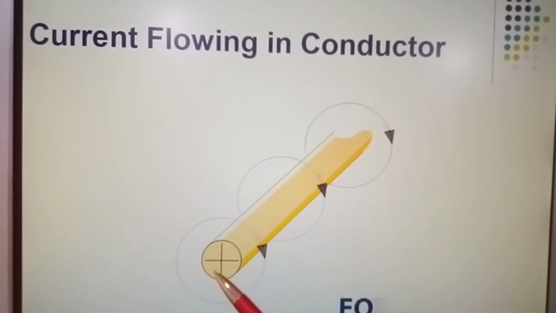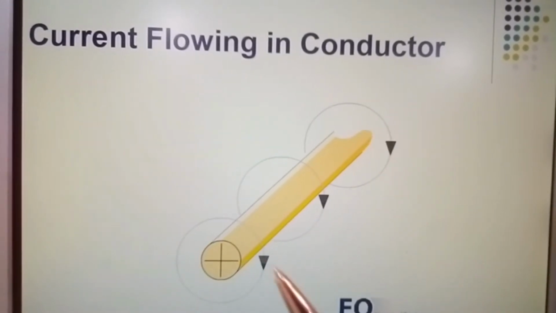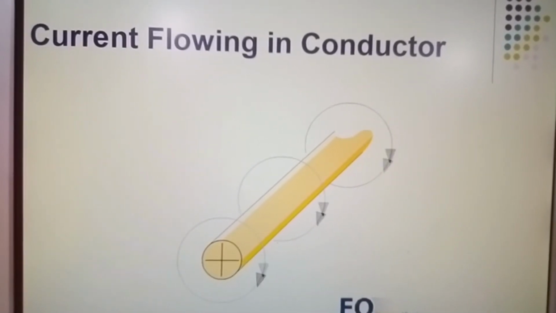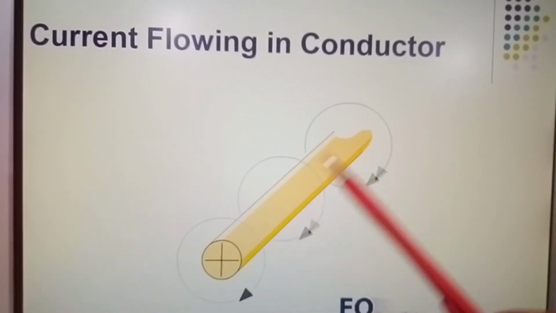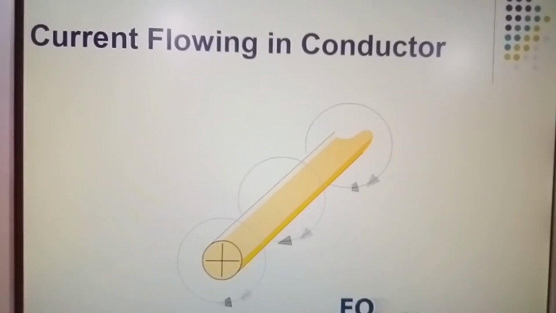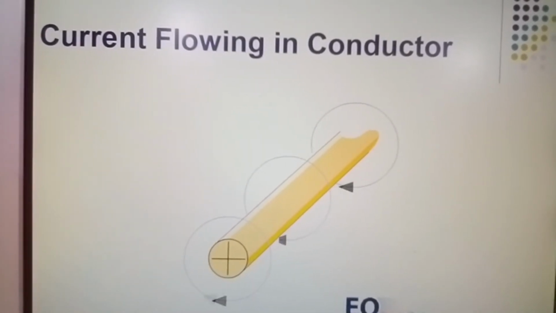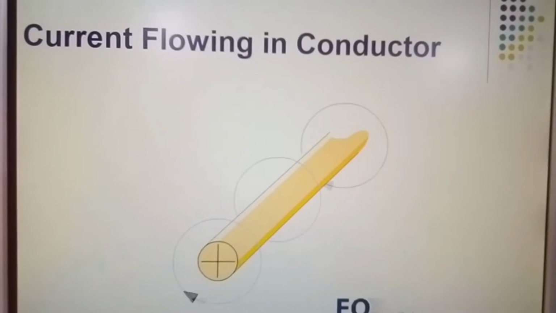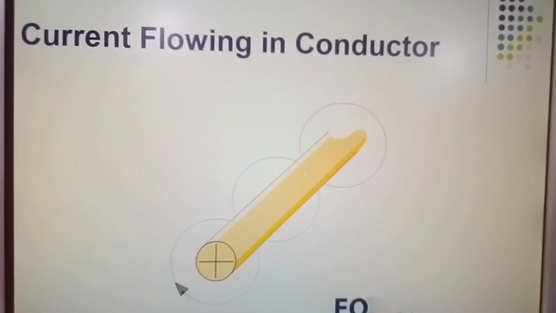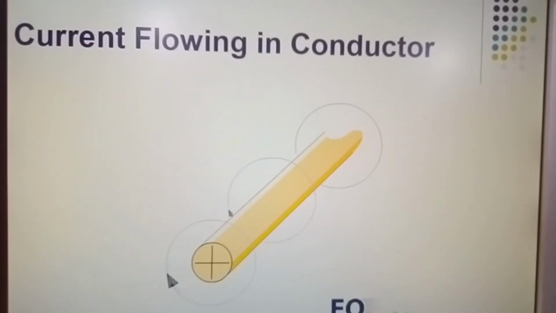That cross means that it is flowing away from you. Imagine that you're looking at the end of the flight of an arrow. That's flowing away from you, and you can see that when it's moving away from you, the magnetic field is going clockwise. That is important to be able to recognize.